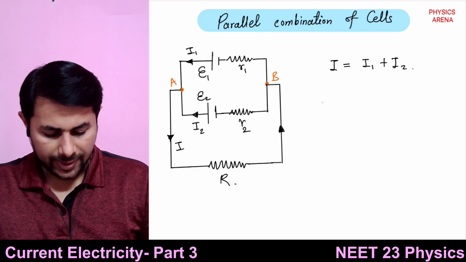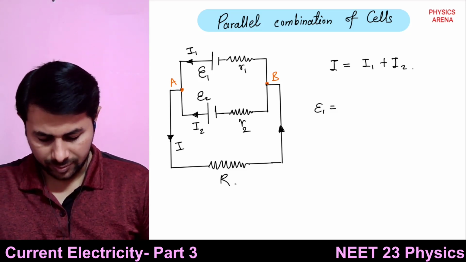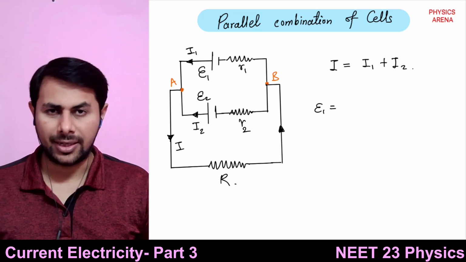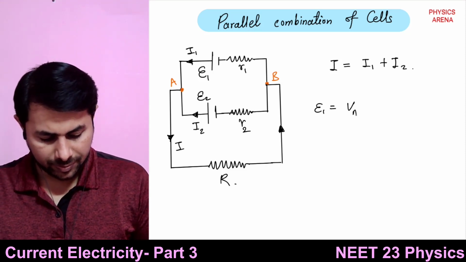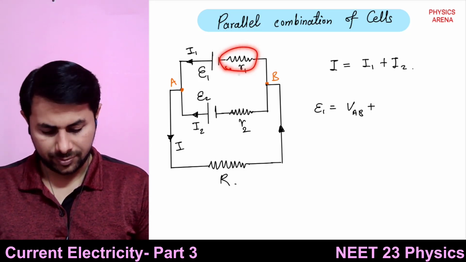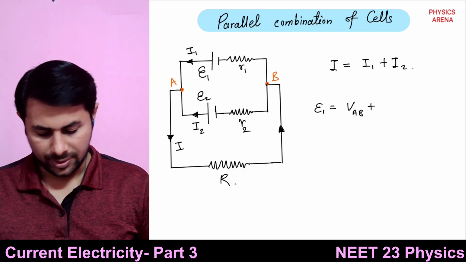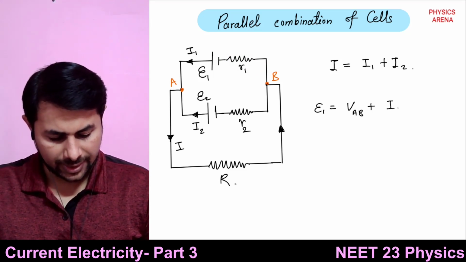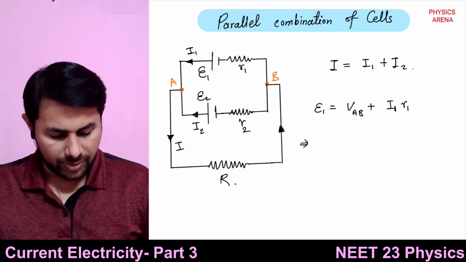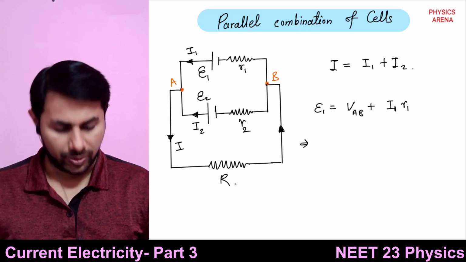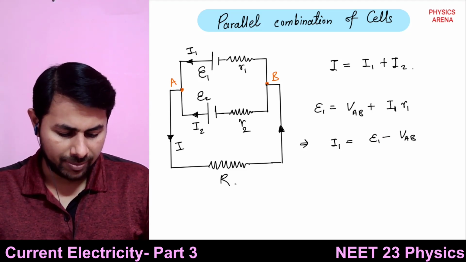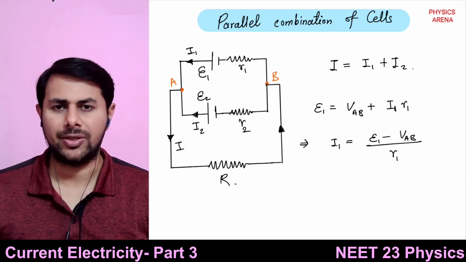Then we can write that this epsilon 1, the EMF here, is equal to the potential difference between points A and B, VAB, plus the potential drop in this resistor. So I can say it is I1 times R1, right? So from this we can find out the value of I1. What will be I1? I1 will be equal to epsilon 1 minus VAB divided by R1.